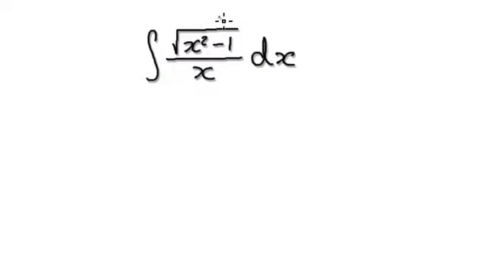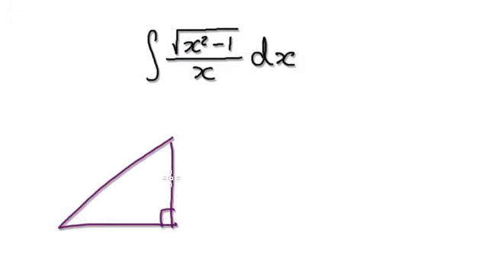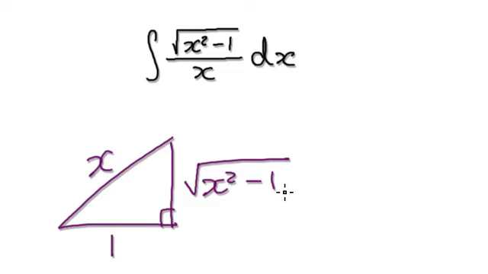Okay, so to integrate this, your eyes should zoom into this complicated square root thing here. And then create a triangle in such a way that this is true. So create a triangle to be something like this. If you make the hypotenuse to be x, and then make the adjacent to be 1, then the opposite has no choice but to be the square root of x squared minus 1.